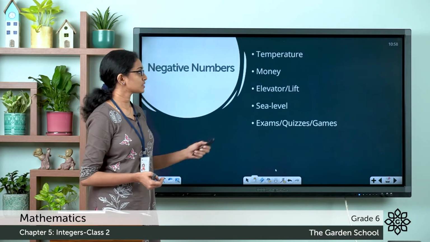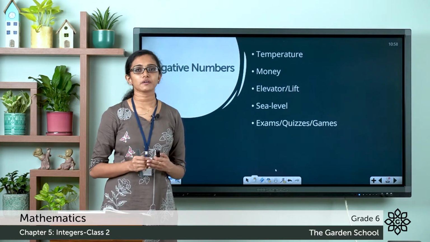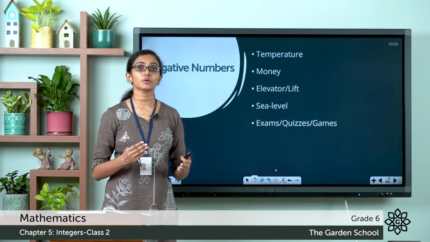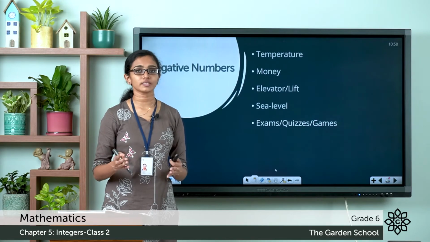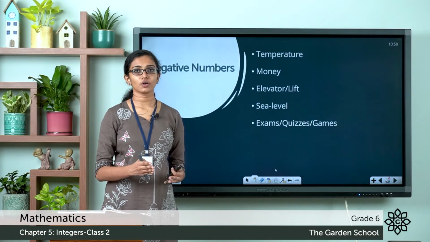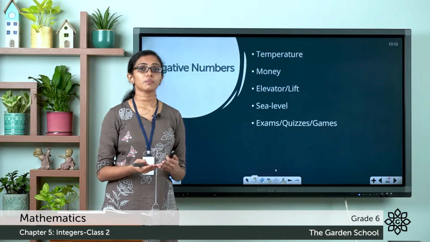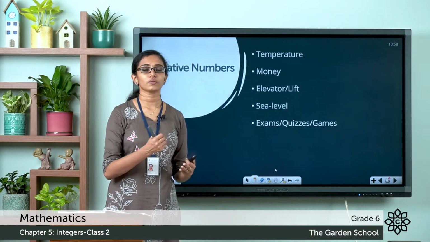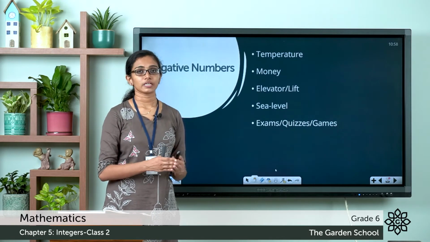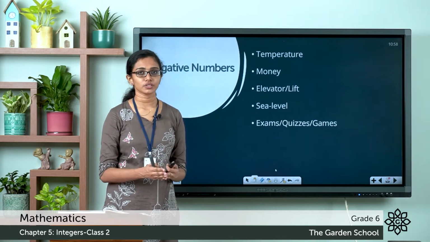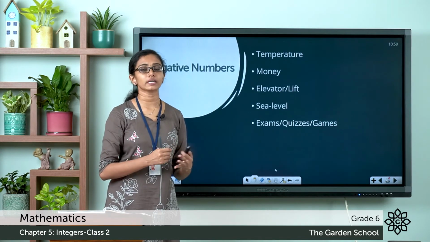Now where do we use negative numbers? You see, negative numbers are used to denote temperatures. You all might have checked your body temperature when you run a fever. So a higher temperature or a positive temperature usually denotes hotness or warmth. So what about temperatures below 0 degree? Temperatures below 0 degree or negative temperatures denote very cold climate, or it denotes coldness.